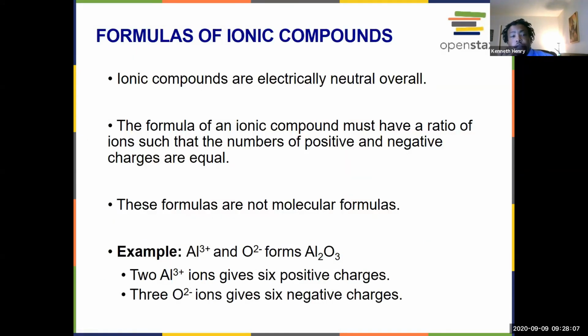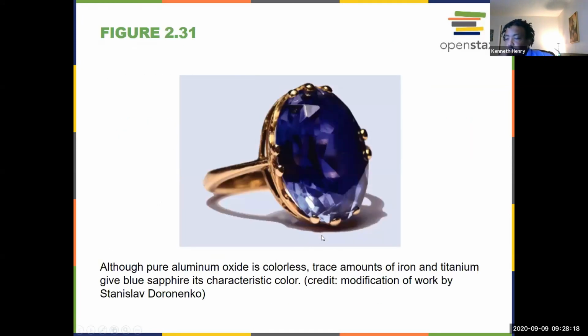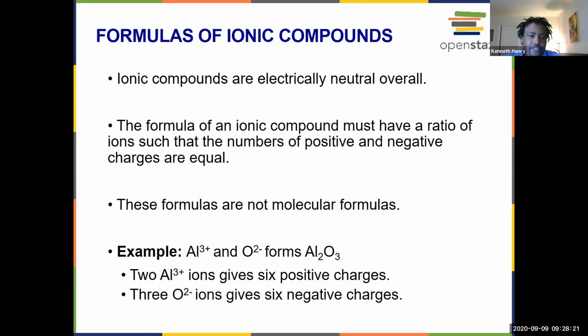Okay, so we've talked about how to do the molecular formulas. Often in nature, we have various gems that we think are pretty fancy. Here, this is aluminum. Aluminum has a +3 charge. Oxygen has a -2 charge. So when we put it together, we have Al2O3. The 2 aluminum will have a total of a +6 charge. The 3 oxygens will have a total of a -6 charge, and they balance each other out.